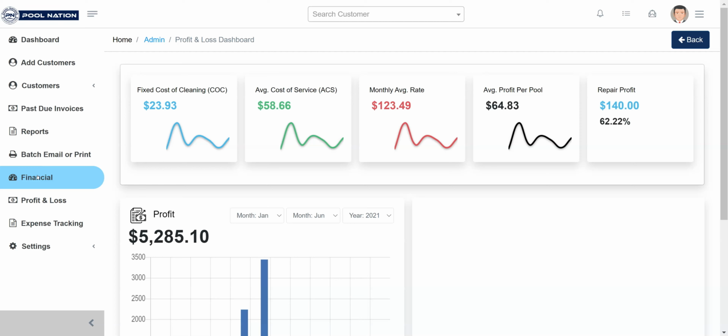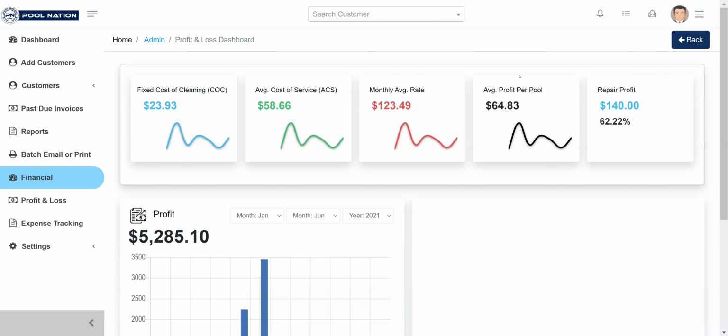The next thing for us is the monthly average rate. And the reason that this is important is by you raising your rates, you automatically increase your profit. So you're doing the same amount of work, but you've increased your rates, so now you're making more money. But we track that, and we track that as a measure, so it tells you exactly how well you're doing. So in this case, if you look at it, it's $123.49. So it's right here.